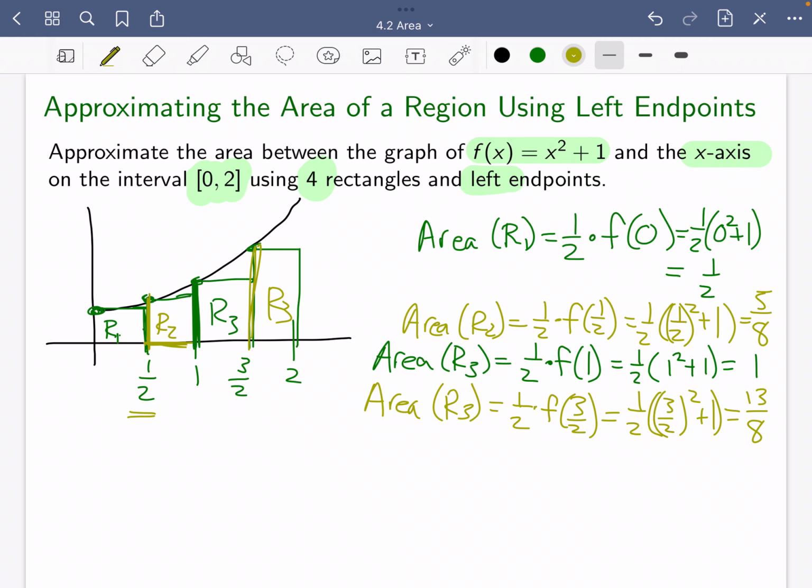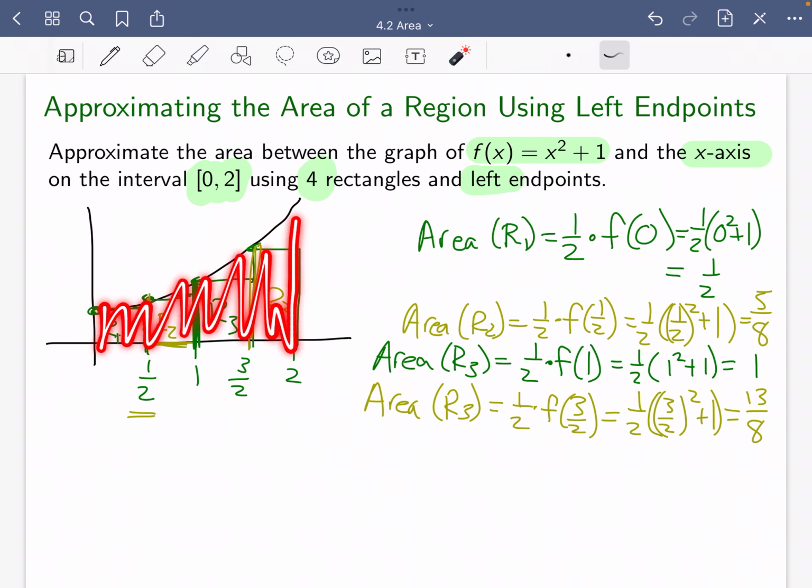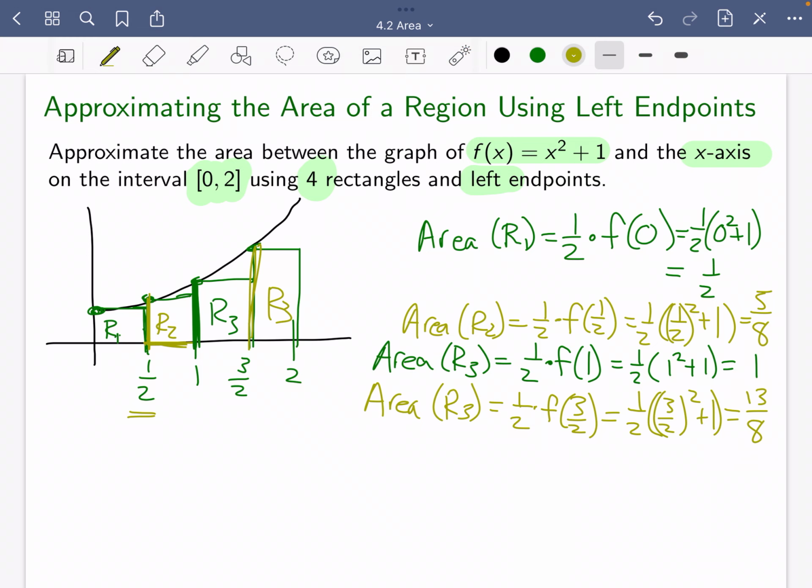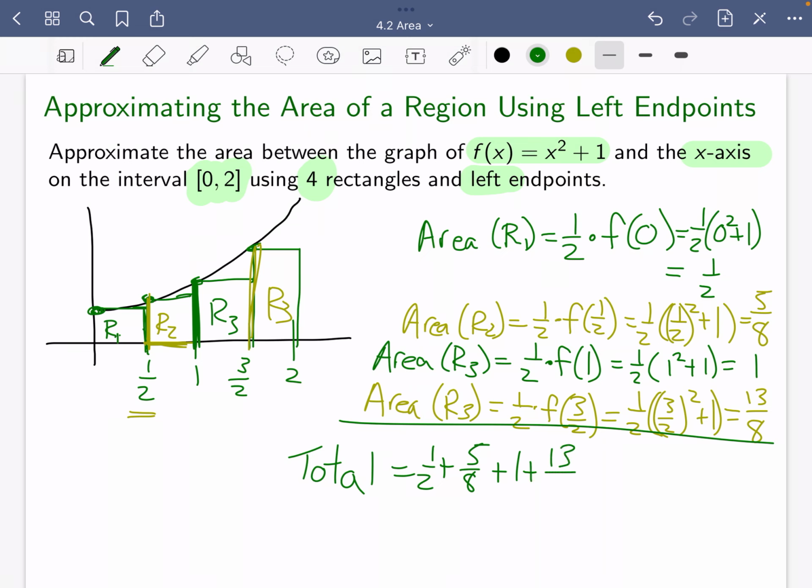So if we're approximating the area under the curve all the way up to here, we're going to take all of those regions, 1/2 plus 5/8 plus 1 plus 13/8. We're just going to add them up. So our total is going to be equal to 1/2 plus 5/8 plus 1 plus 13/8, which is 15/4. Great.